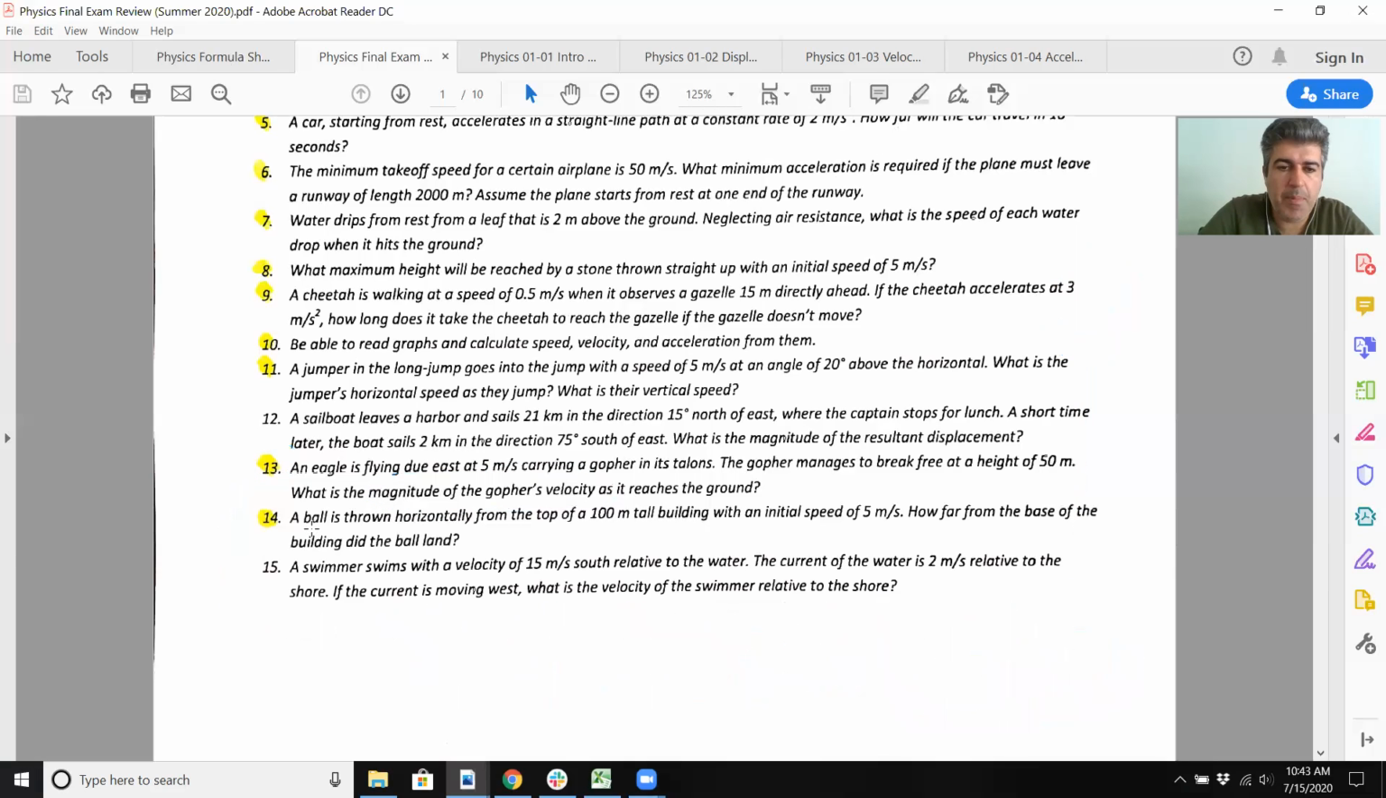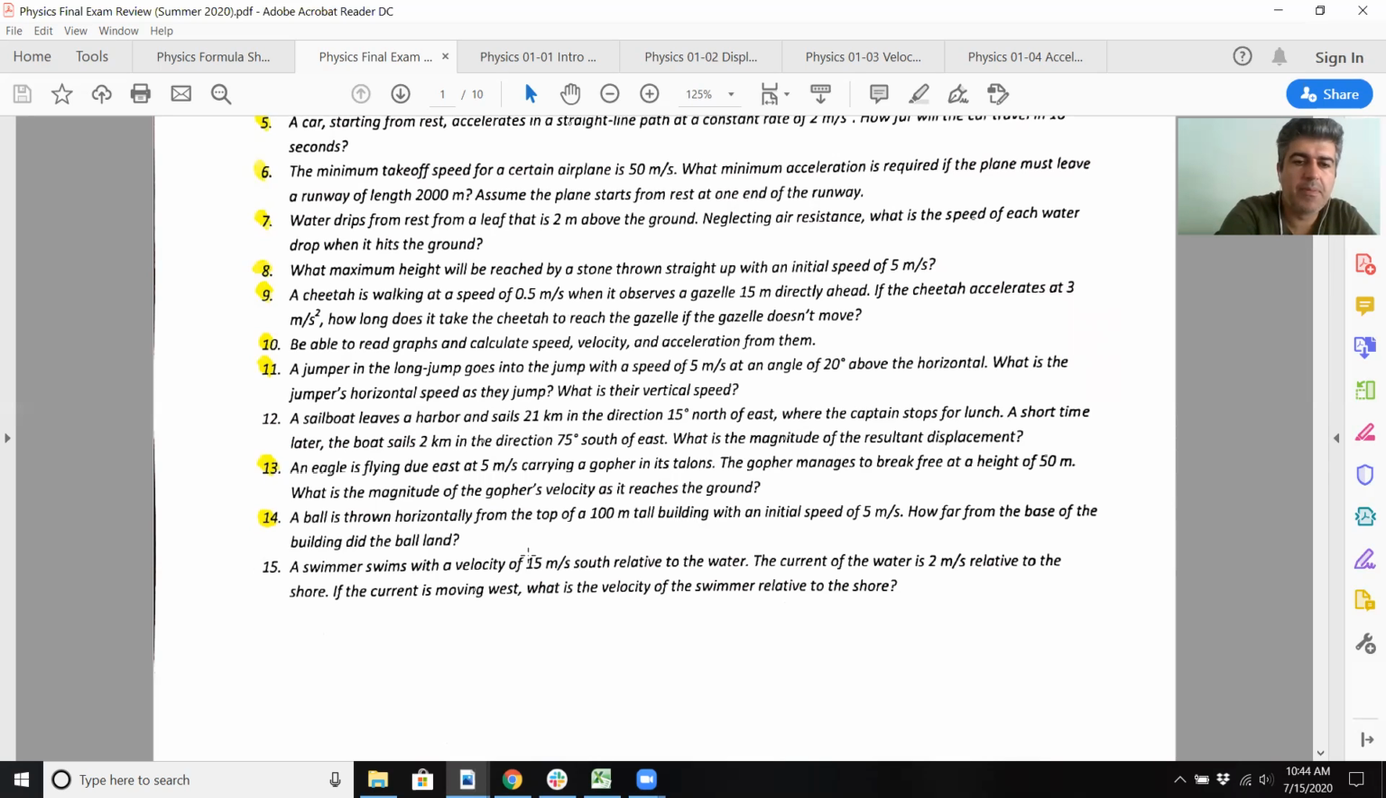And then 14, a ball is thrown horizontally from the top of a 100-meter building with a speed of 5 meters per second. How far from the base of the building does the ball land? Now that one's a good one. So again, your initial vertical velocity is 0. Your final vertical velocity, that obviously will be different. Acceleration due to gravity, of course, is negative 9.8. You're 100 meters from the building.